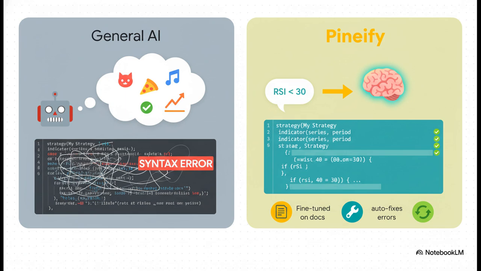Now, you might be thinking, hey, can't I just ask ChatGPT to do this? And, well, you could try, but it's not the same, not even close. See, generic AI is a generalist. Pineify is a specialist. It's been fine-tuned only on Pinescript. It automatically fixes its own mistakes. It remembers your conversation so you can tweak things easily. And it uses multiple AI models to get the job done right. It's purpose-built, and trust me, that makes a world of difference.